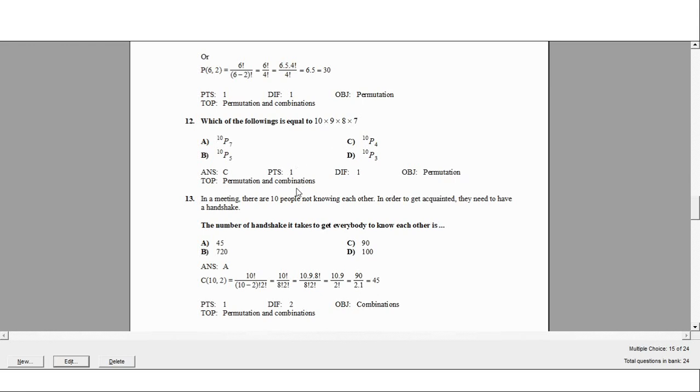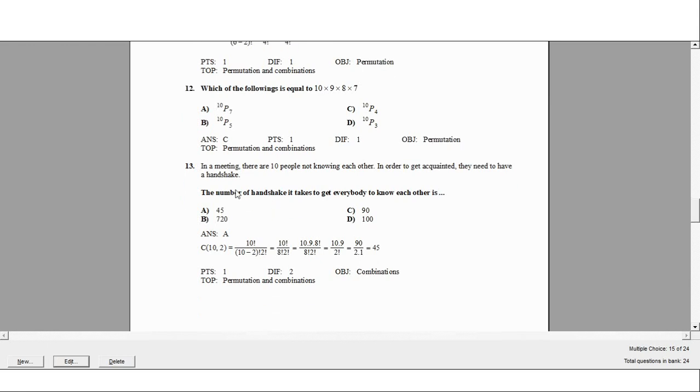Okay, and then for number 13, now in a meeting there are 10 people not knowing each other. In order to get acquainted, they need to have a handshake.